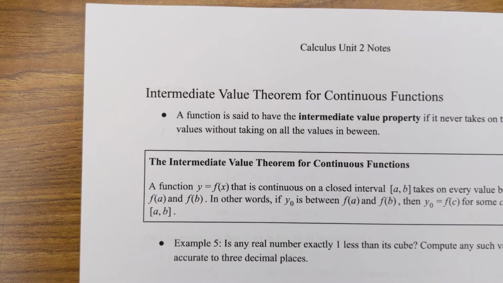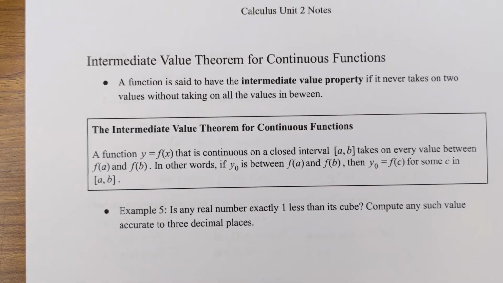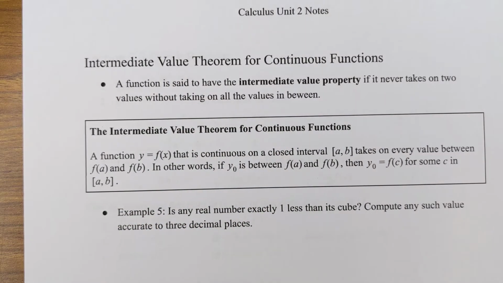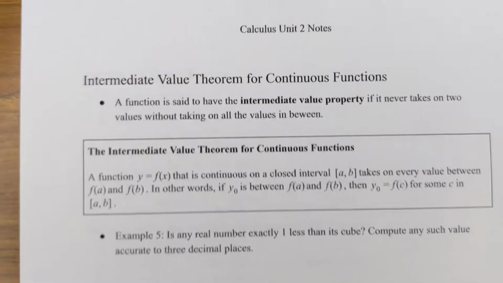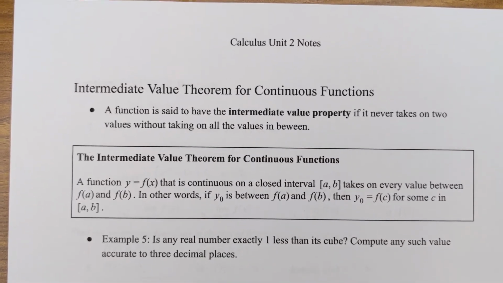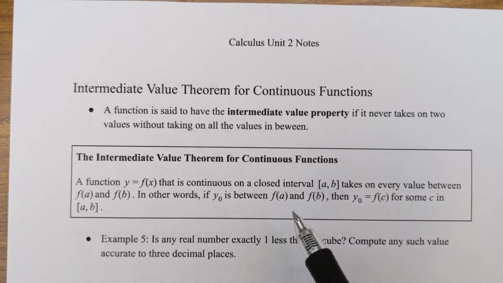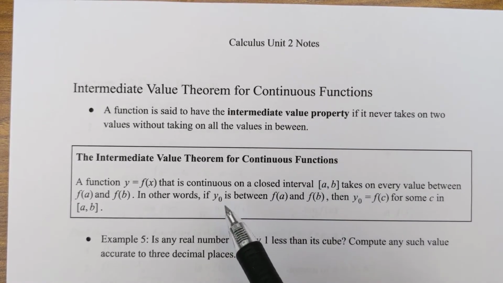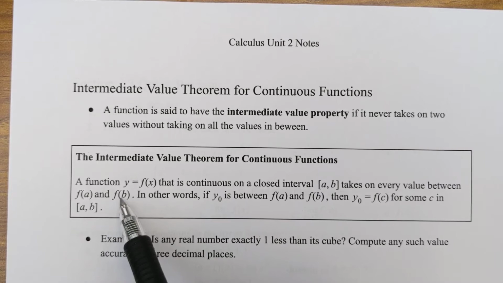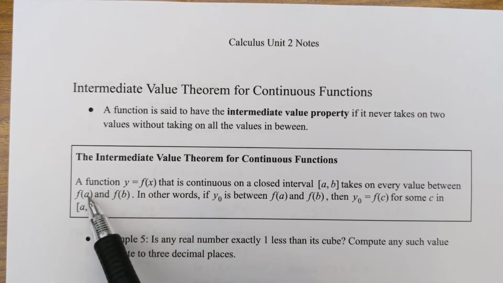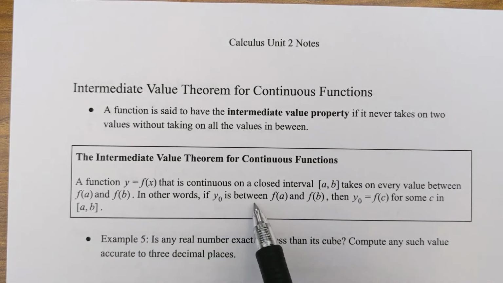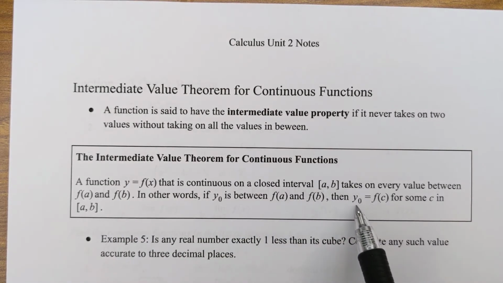All right, and the last thing we've got here is the intermediate value theorem. It says a function is said to have the intermediate value property if it never takes on two values without taking all the values in between. So what that means is if your y values range between some numbers f of a and f of b, it has to take every value in between f of a and f of b. So if y0 is between the two values, then you have some c that will have to generate that value.